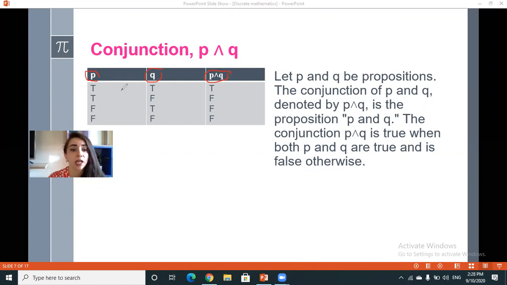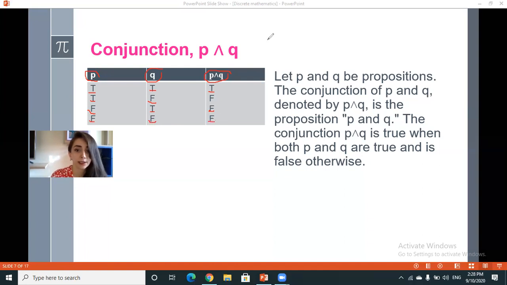What does it mean? If P is true and Q is also true, the conjunction of P and Q, the result, is true. But if any of them is false, look please, P is true but Q is false, here our answer is false. Or P is false and Q is true, again the answer is false. Or both of them are false, the answer is again false.